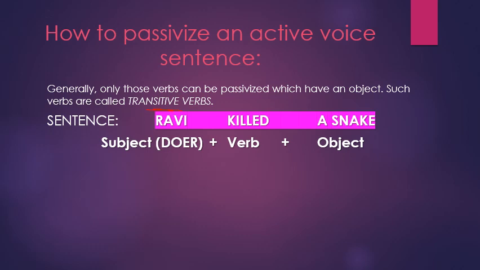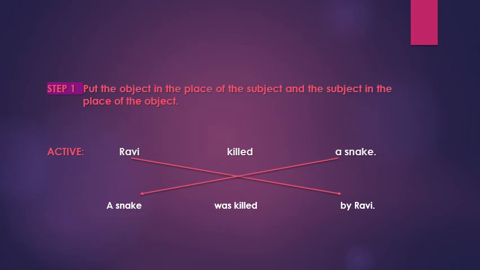Sentence: Ravi killed a snake. Now Ravi here is the doer, the subject. The object is a snake, and the verb is killed. Step 1 says, put the object in the place of the subject and the subject in the place of the object. So the subject becomes the object and the object becomes the subject.